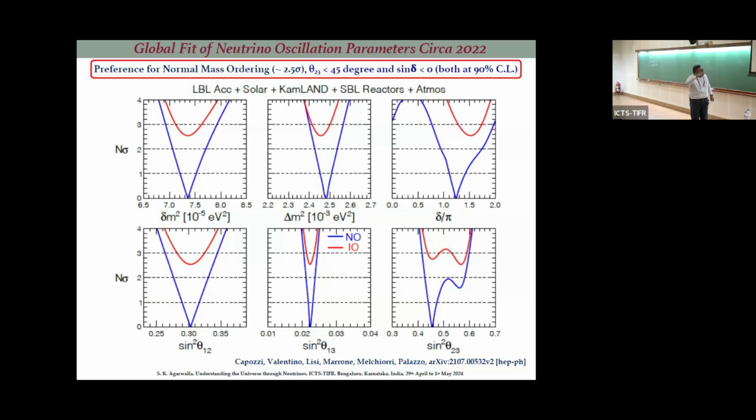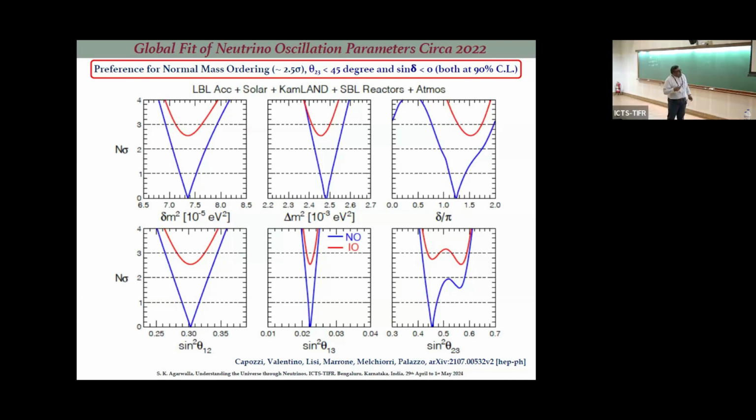And the inverted ordering is excluded at this difference. This is the confidence level difference when you exclude the red line from the blue line. Blue line prefers the data most. That means normal ordering is preferred if you fit all the data, but the confidence level is around 2 to 2.5 sigma. So this can go anywhere. This can vanish, this can stay, this can grow. I can't tell you anything.